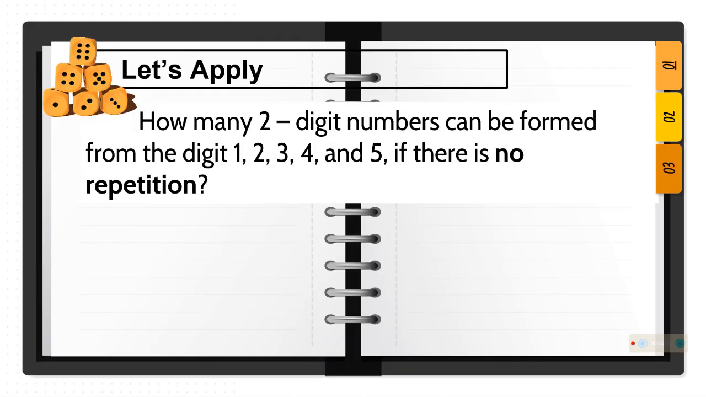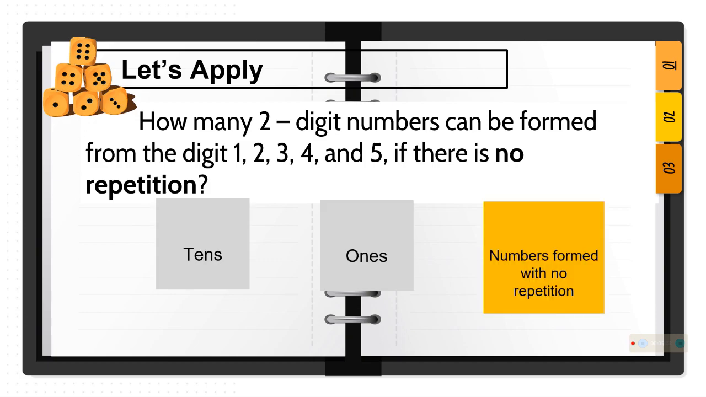Okay, next example. How many 2-digit numbers can be formed from the digits 1, 2, 3, 4, and 5 if there is no repetition? Okay? So again, we are going to have the tens and the ones digit. Since we have the condition that there should be no repetition, you will have here 5 tens and 4 ones. Okay? Because you will have no repetition. So 5 times 4 is 20.